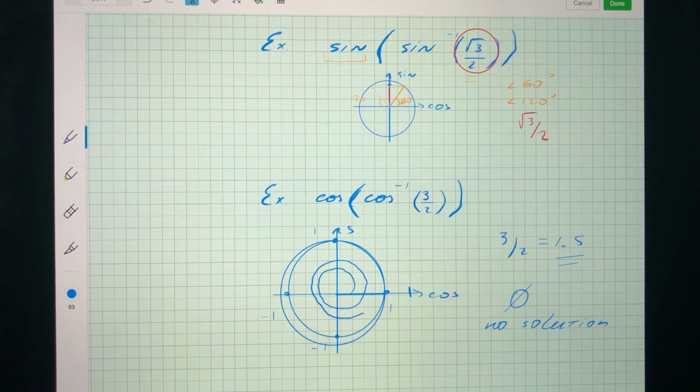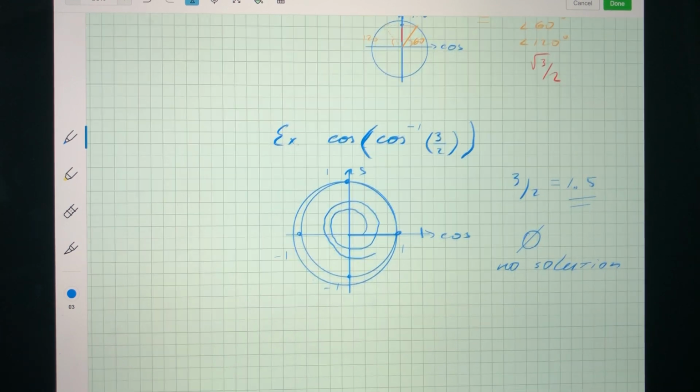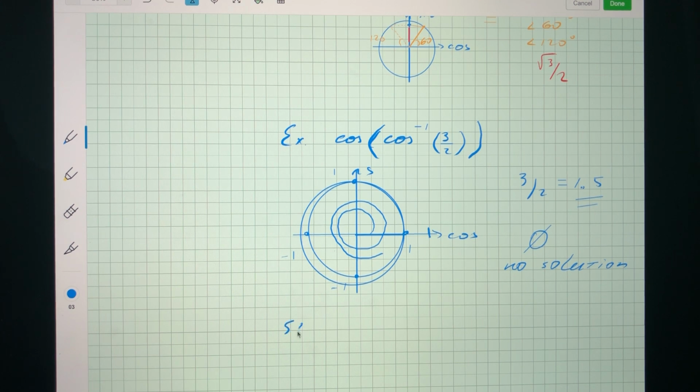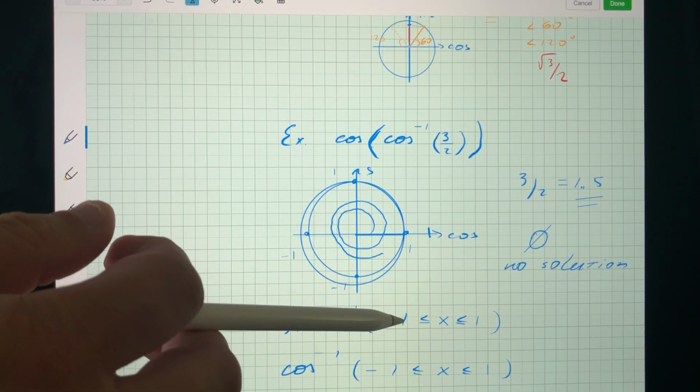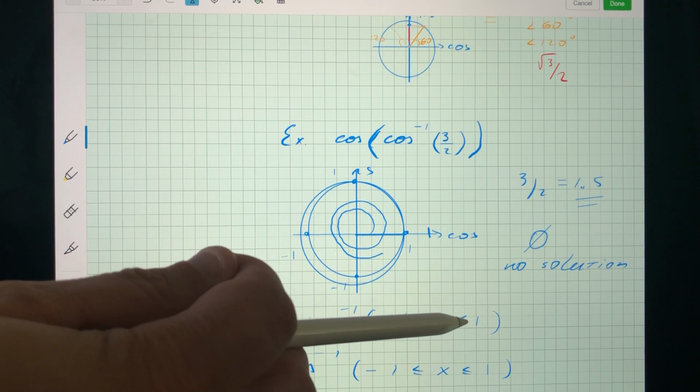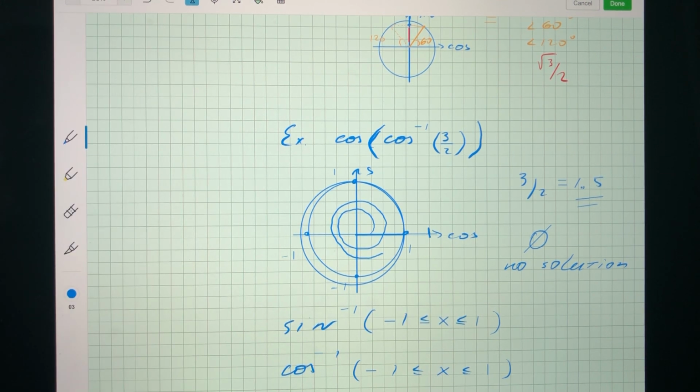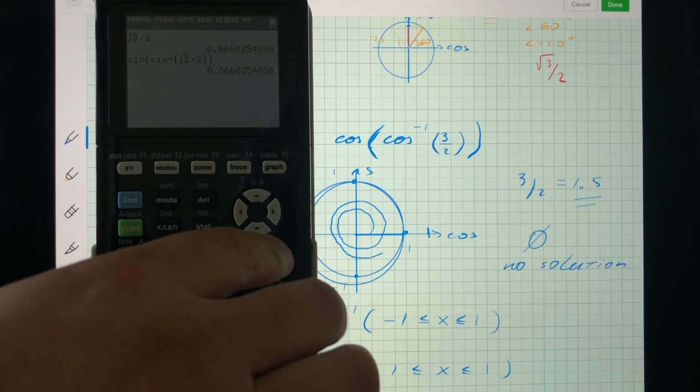Now that brings us to a very important point: for both inverse sine and inverse cosine, the inside has to be between -1 and 1. As soon as it is anything other than those values, we will get into trouble, because that would not be possible. If the inside is less than -1, or more than +1, that would be impossible. So let's look at the calculator and see if that makes sense.